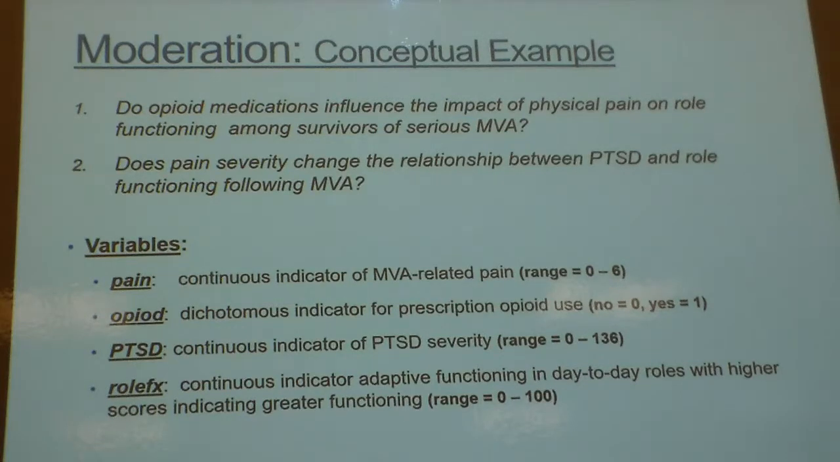So a hypothesis here could be that I'm expecting the relation between PTSD and neural functioning to be stronger for people with high levels of pain than for people with low levels of pain, right? So what we're getting here is our interactive effect, our moderation effect, and then we would probe what specifically is going on within this interaction. Again, in this case, we have pain, opiate use, PTSD, role functioning.